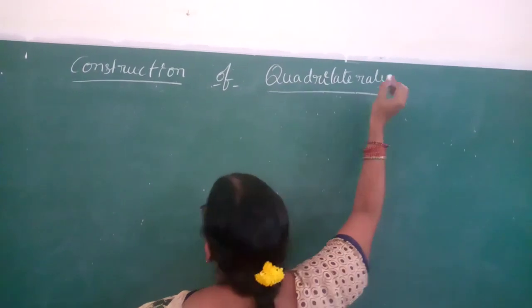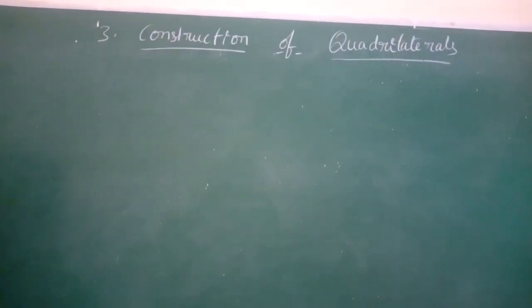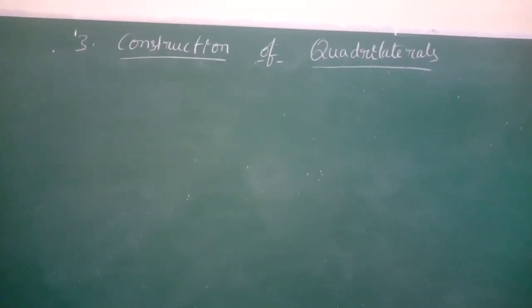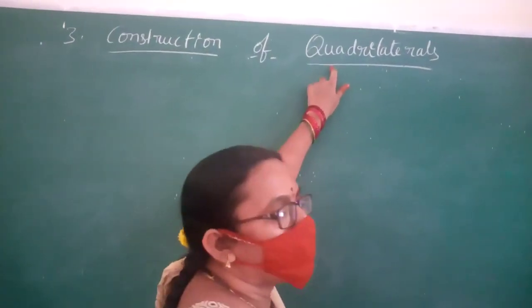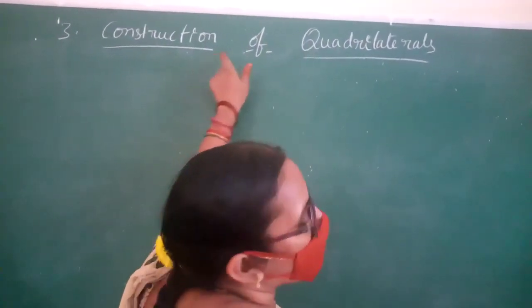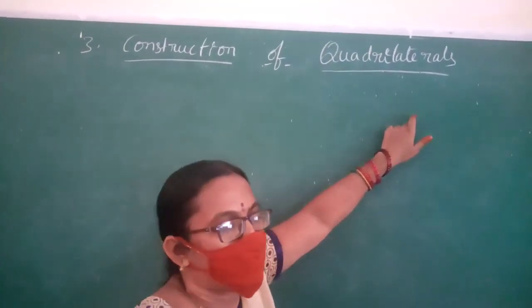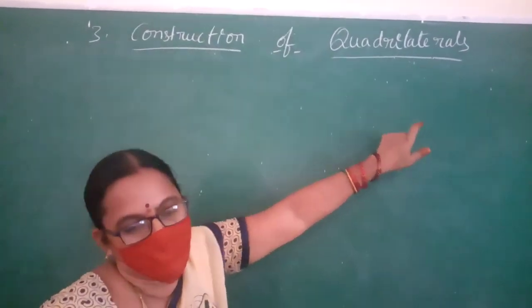Put the heading, all of you. This is the 3rd chapter in our textbook: Construction of quadrilaterals. Quad means quarter, and quarter means 4th part. So this closed figure having 4 line segments, that's why we call this closed figure a quadrilateral.